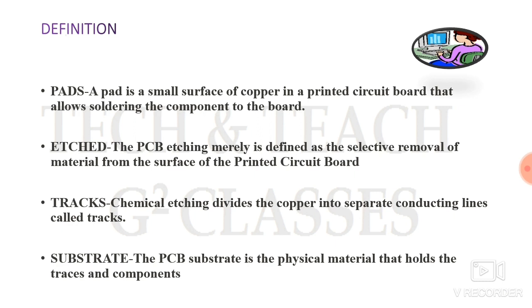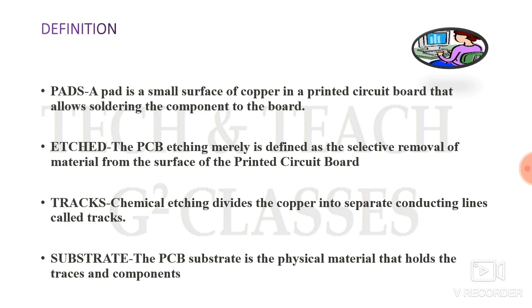Okay, etching I already explained in the previous slide. Etching is simply the removal of material. Selectively it will remove the material from the surface of the PCB. Etching means just removing selective material from the PCB board.